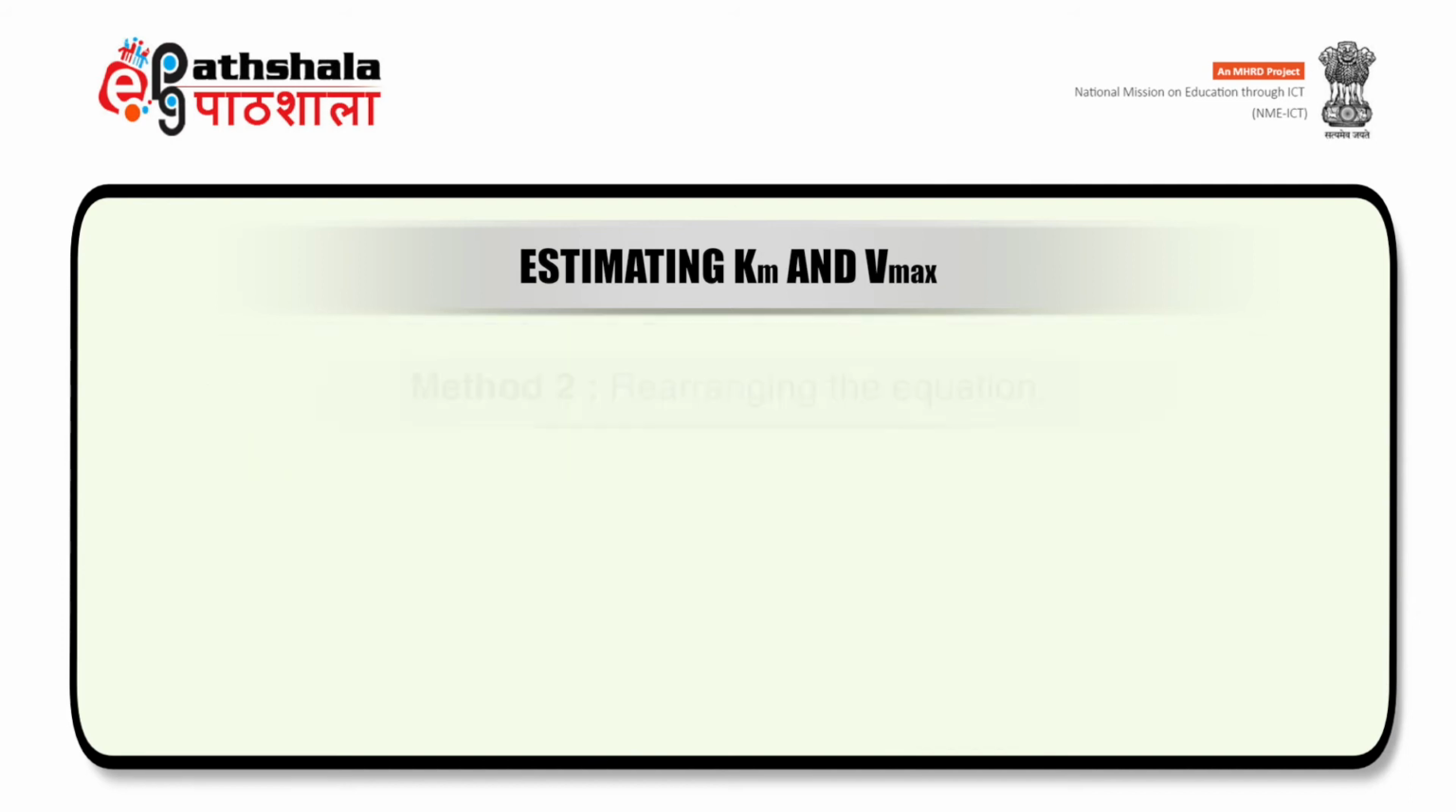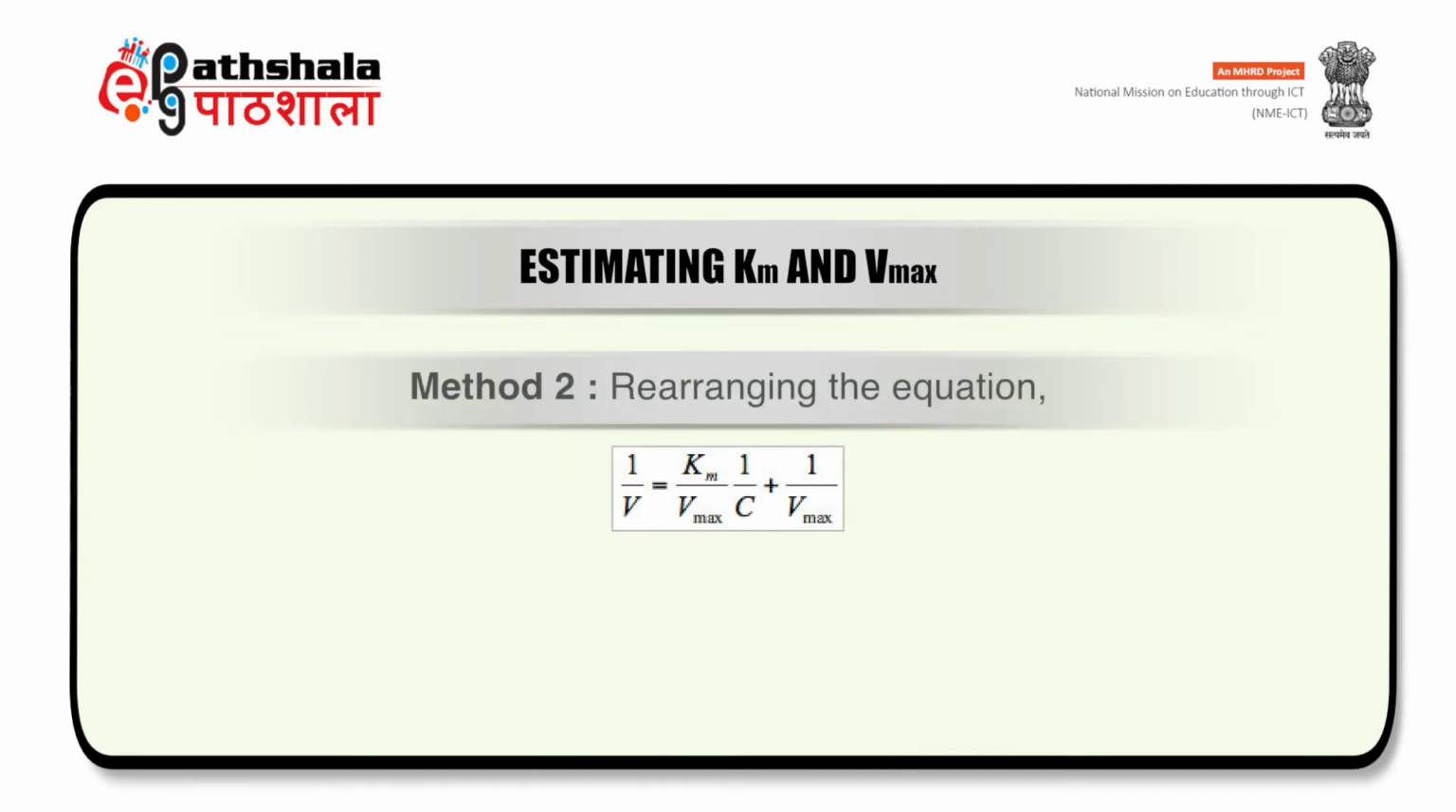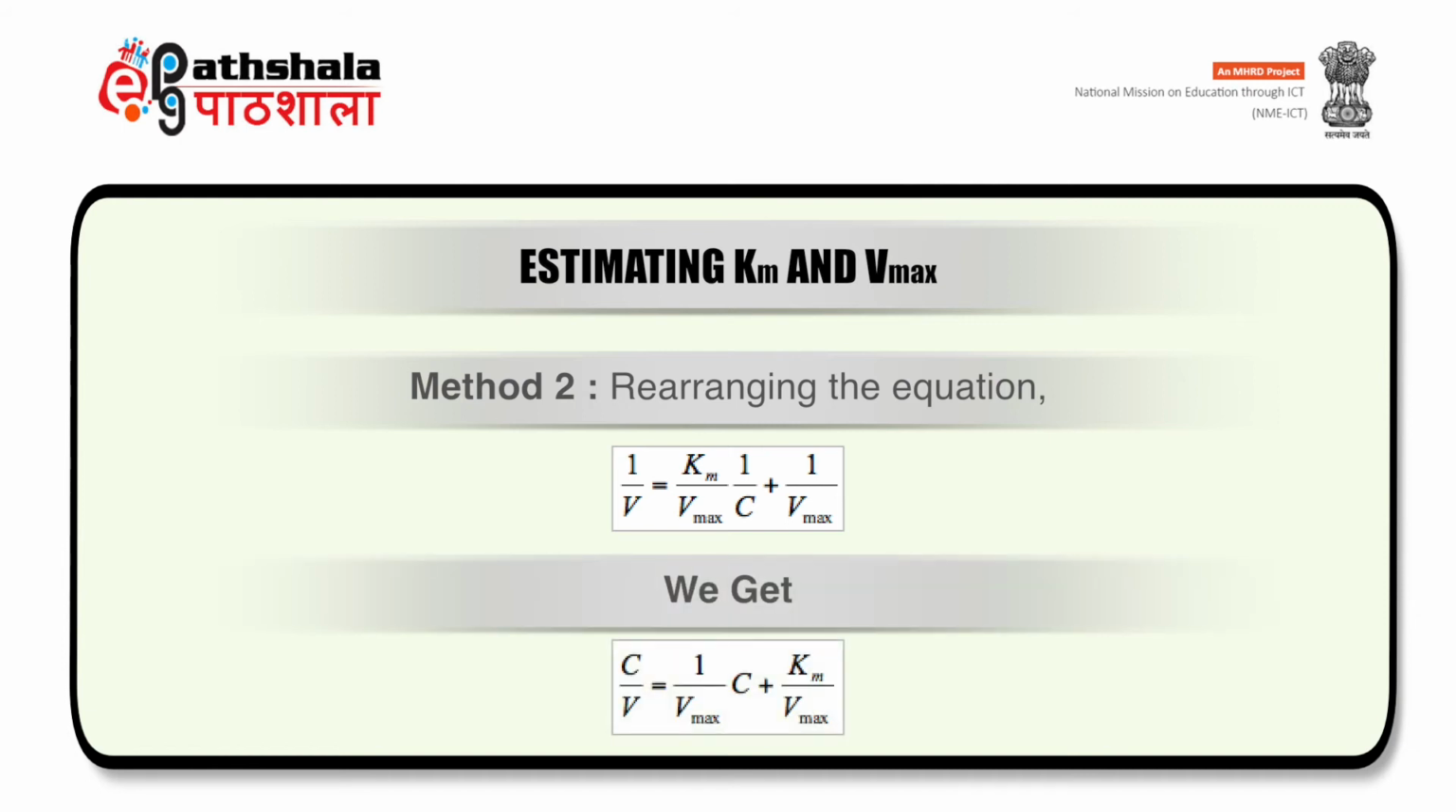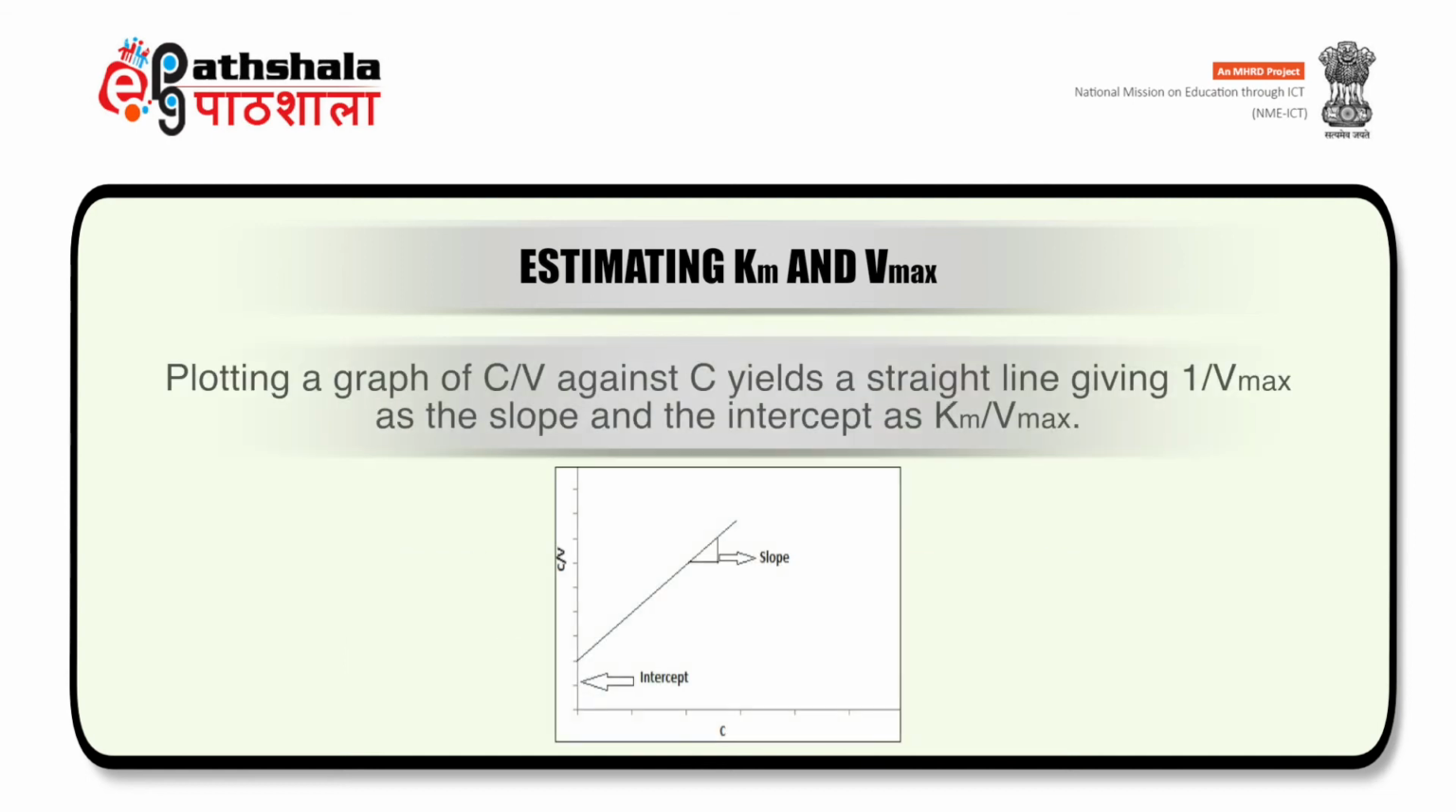In method 2, again if we rearrange the original equation, we get C over V equal to 1 over Vmax C plus Km over Vmax, and plotting C over V against C yields a straight line giving 1 over Vmax as the slope and the intercept as Km over Vmax. The C over V on the y-axis and C on the x-axis give a straight line, with the slope giving 1 over Vmax and the intercept giving Km over Vmax.